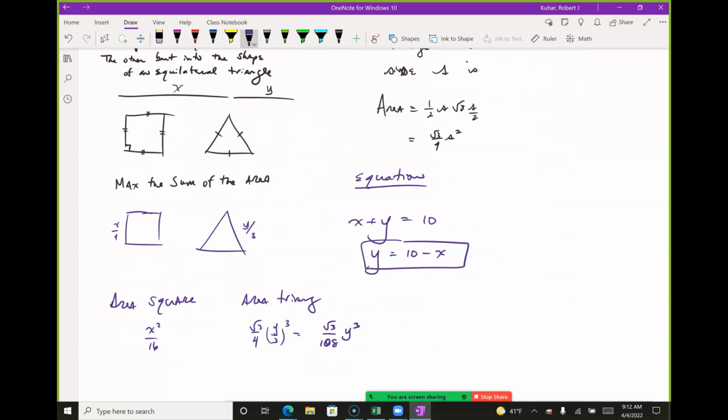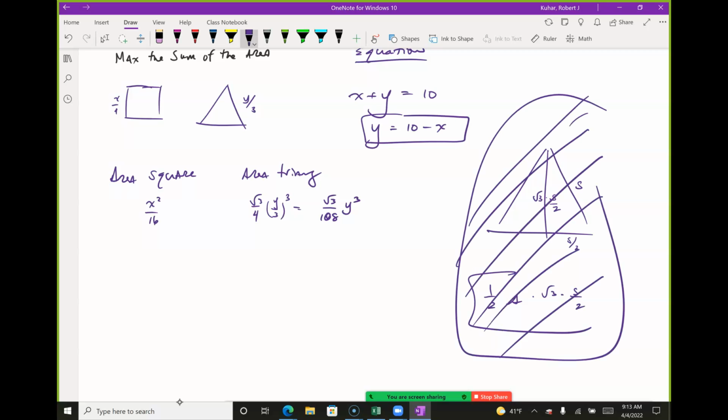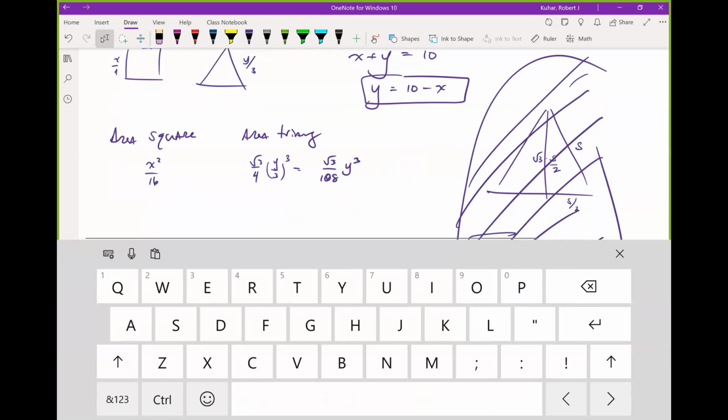I just had to double check my area one more time, sorry, of the triangle. If this is s over 2, this is s, and this is square root of 3 times s over 2. And half the base is s, and then square root of 3 times s over 2. Yes, I have it right. Just double checking my formula that I would give to you. Yes, you with me? When it's really complicated, I'm gonna give you the formula.